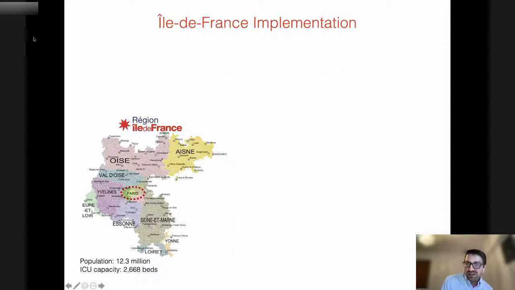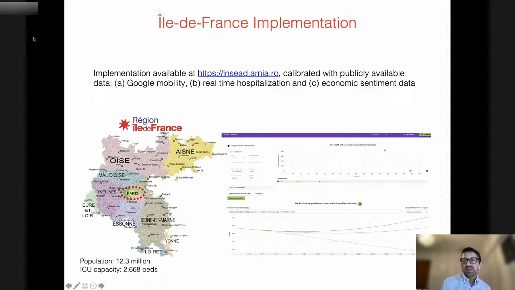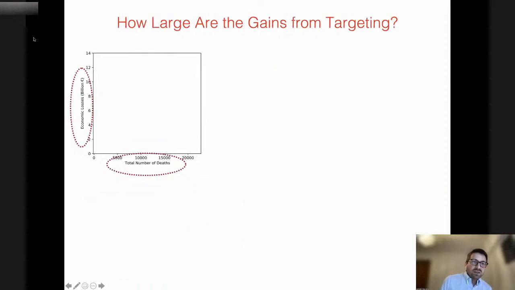We have an implementation of this. I won't go into any of the details here, but it's actually implemented and available online if you want to play around with it. What I'm going to do instead is just cut straight to the chase. So how much is there on the table from doing this kind of more precise targeting?